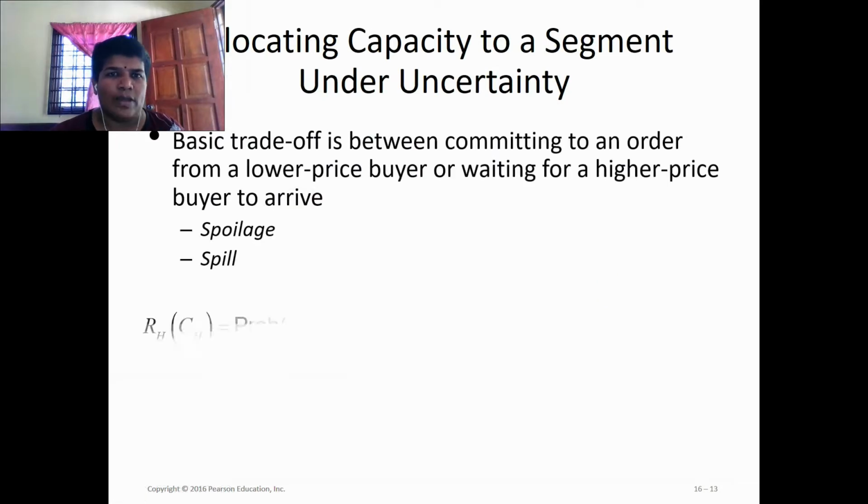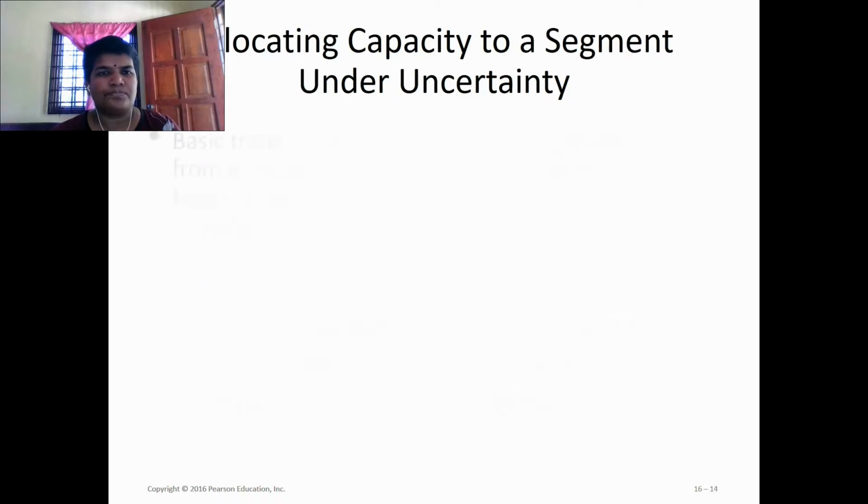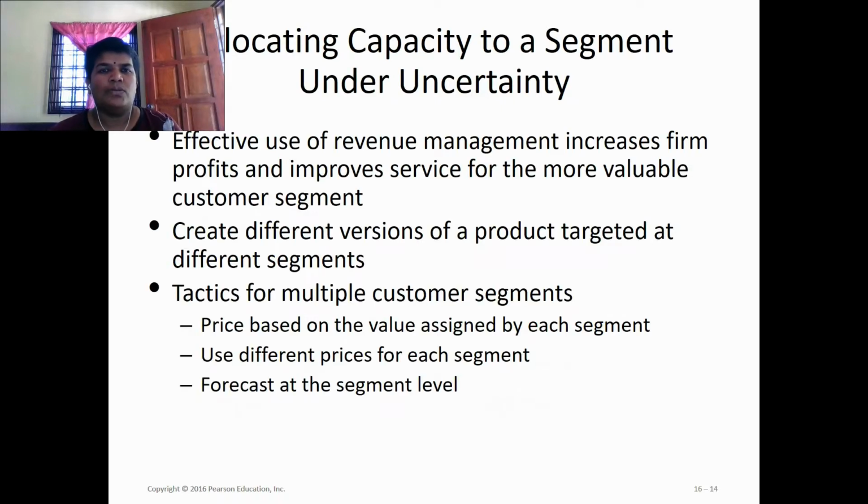So on the part of allocating capacity to a segment under uncertainty, of course there will be a trade-off between committing to an order from a lower price buyer or waiting for a higher price buyer to arrive. So we will talk on spoilage and spill, on allocating capacity to a segment under uncertainties.